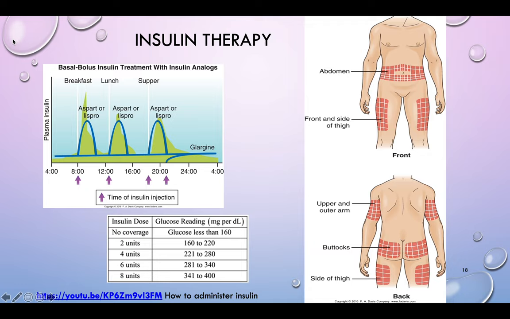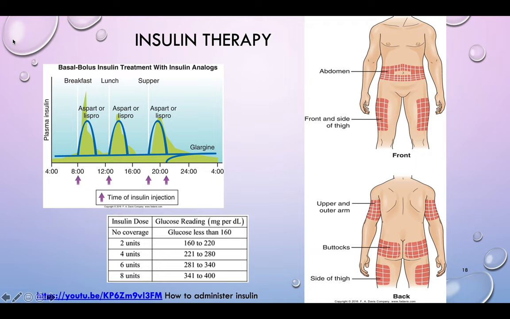This also shows you how a short-acting insulin works with a long-acting insulin. So they're doing Aspart or Lispro. So that could be Novolog or Humalog and Glargine, which is Lantus. But see how that Glargine tries to keep a steady burst of insulin?